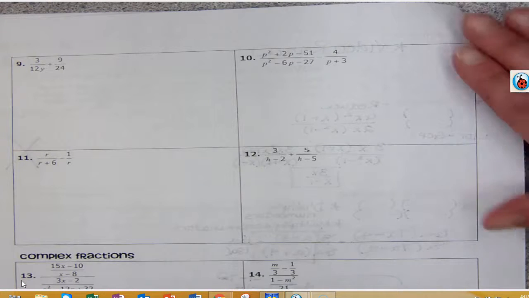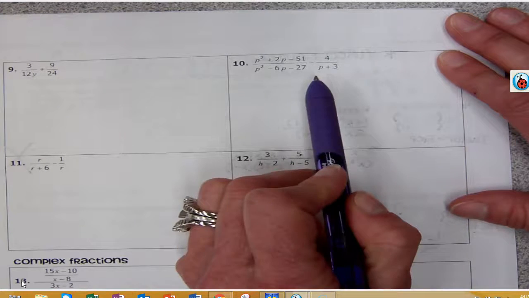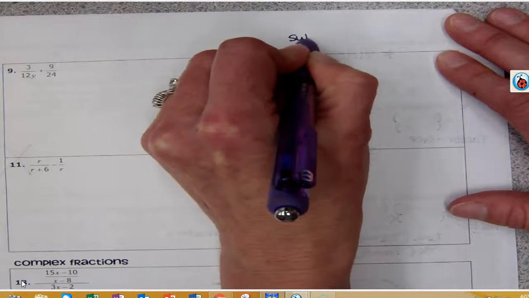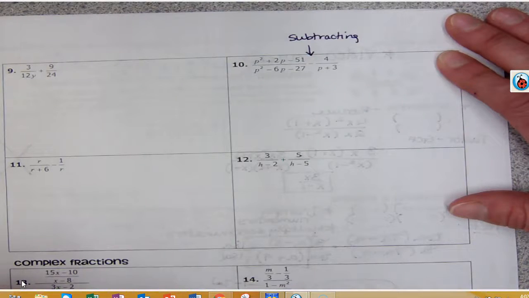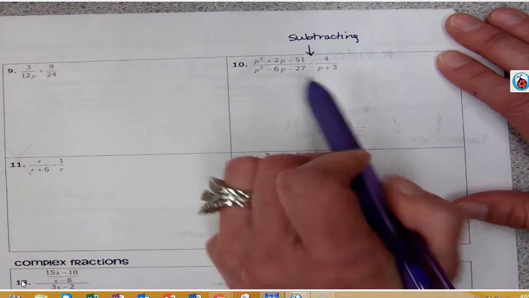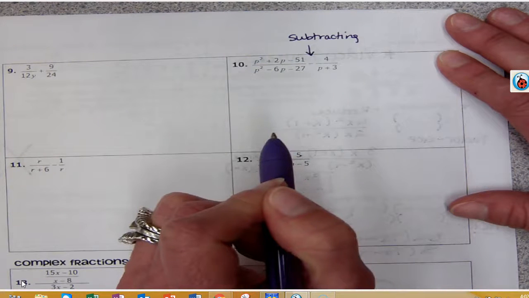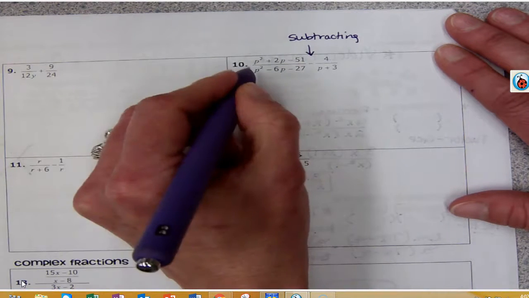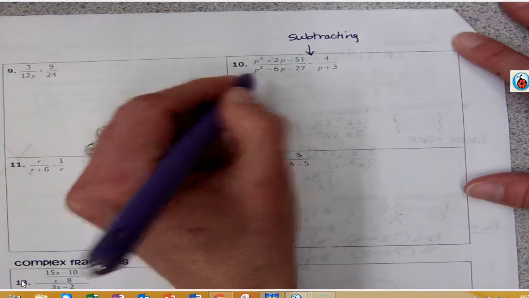Okay, so now we're going to do number 10. Since we're adding and subtracting, we're still adding and subtracting. We're subtracting here. We still need a common denominator. There is no common denominator here. So we have to create one. So the first thing we're going to do is factor. And I'm going to factor both the top, the numerator, and the denominator.